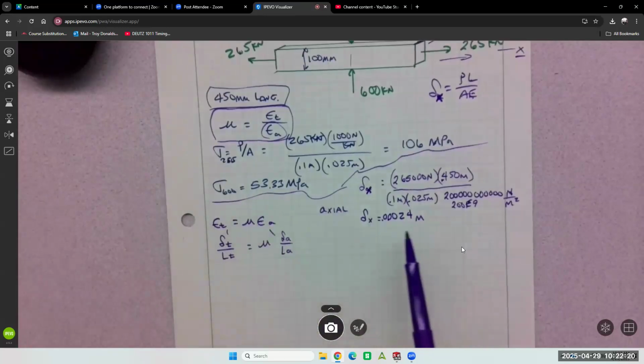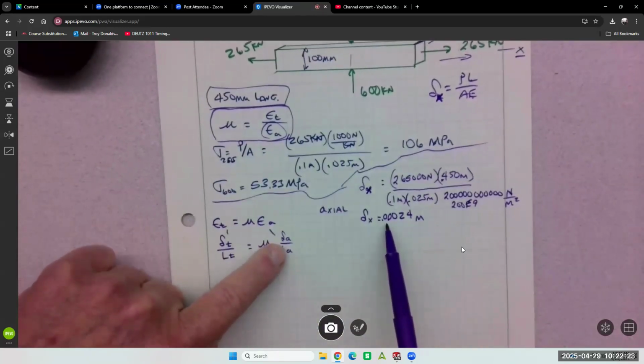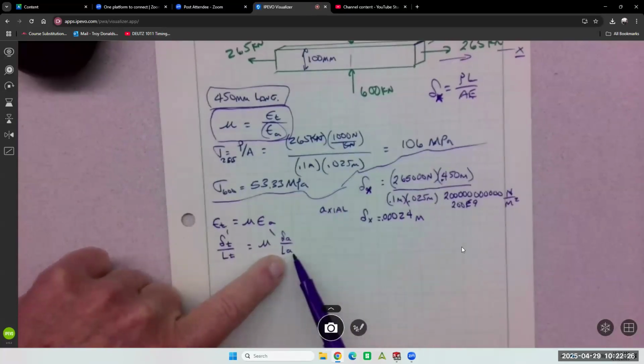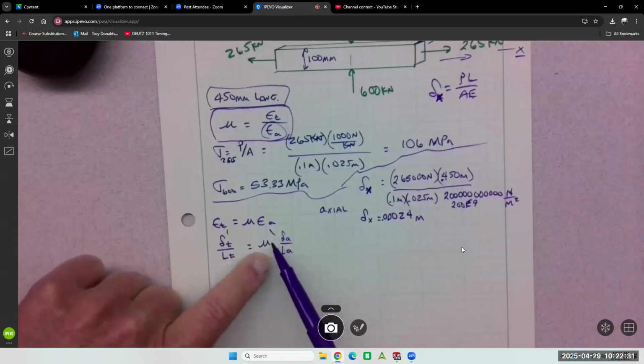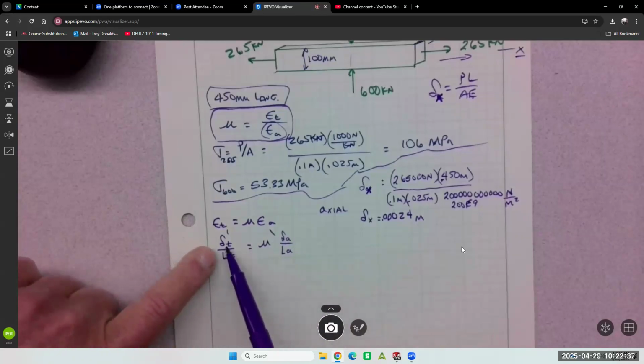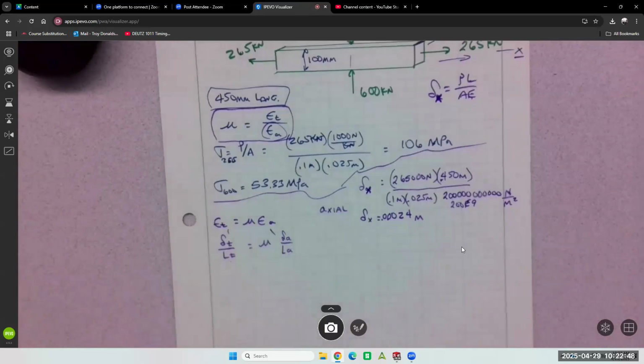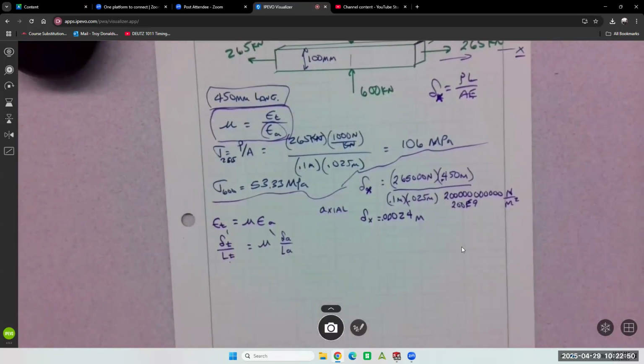And we know the original length was 450. So all this is known. We know Poisson's ratio, we can look it up. What we want is a change in the transverse, and we just have to put in a transverse dimension. So this will be the only thing we don't know. And again, this is all just for the 265.